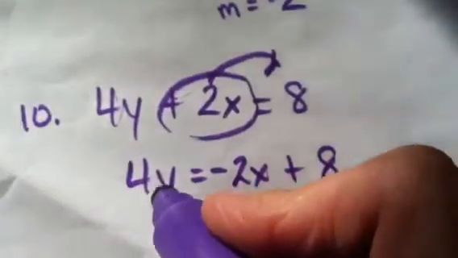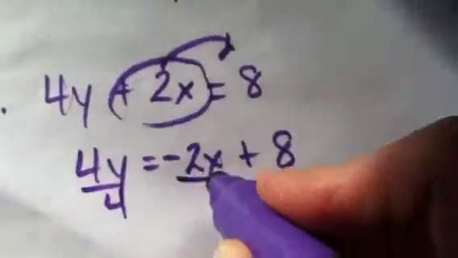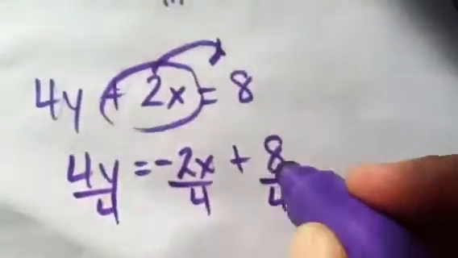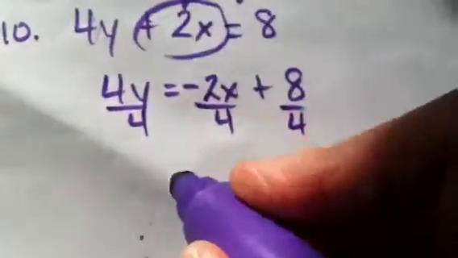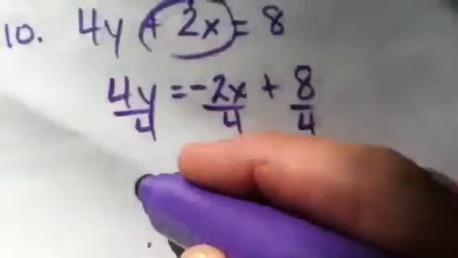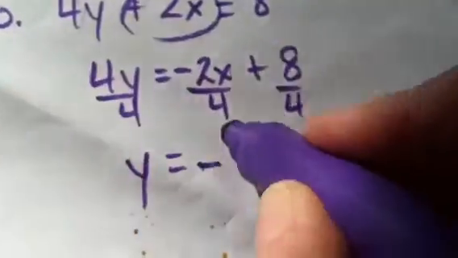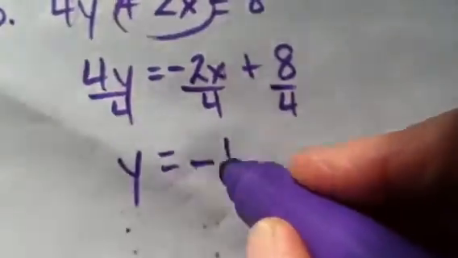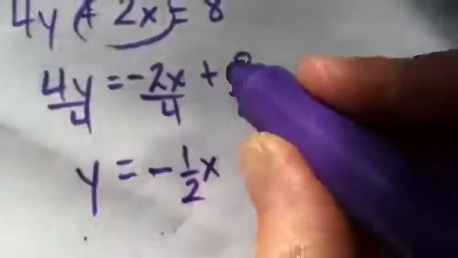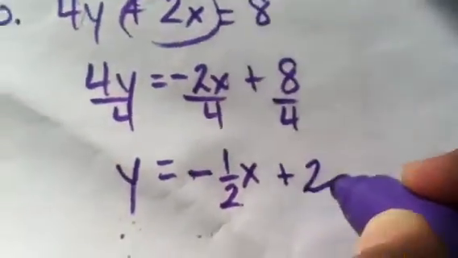Get the y all by itself, so we're going to divide everything by 4. Notice there are 3 terms, so you're going to divide all 3 terms by 4. 4 over 4 is 1. Negative divided by a positive is negative, and 2 over 4 is the same thing as 1/2. 8 over 4 is 2, so there you go.